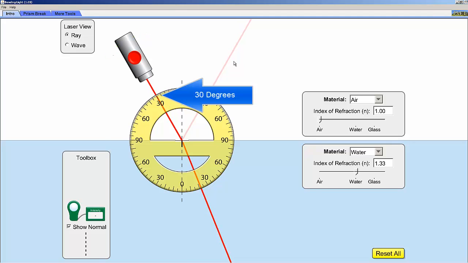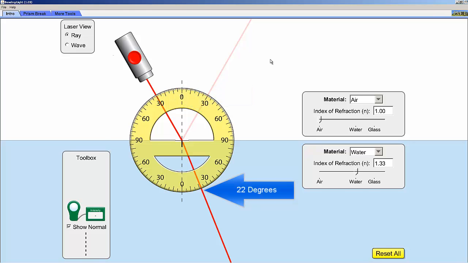So the angle of incidence here is 30 degrees. Now if we look down and look at the angle of refraction, which is going to be from the normal to the beam, we notice that that angle looks like it's around maybe 22 degrees. Each of those major tick marks is 10 degrees. So we have 10, 20, and a couple of minor tick marks. So that's 22 degrees.